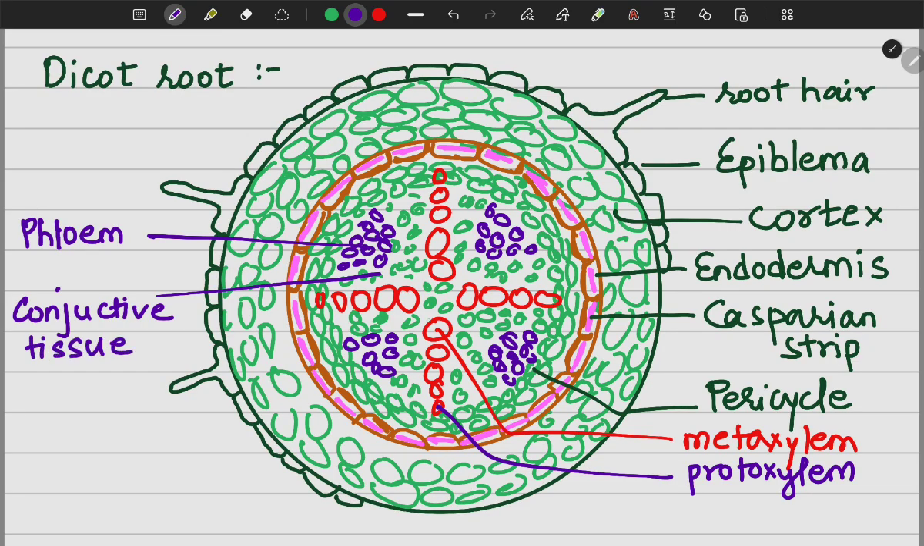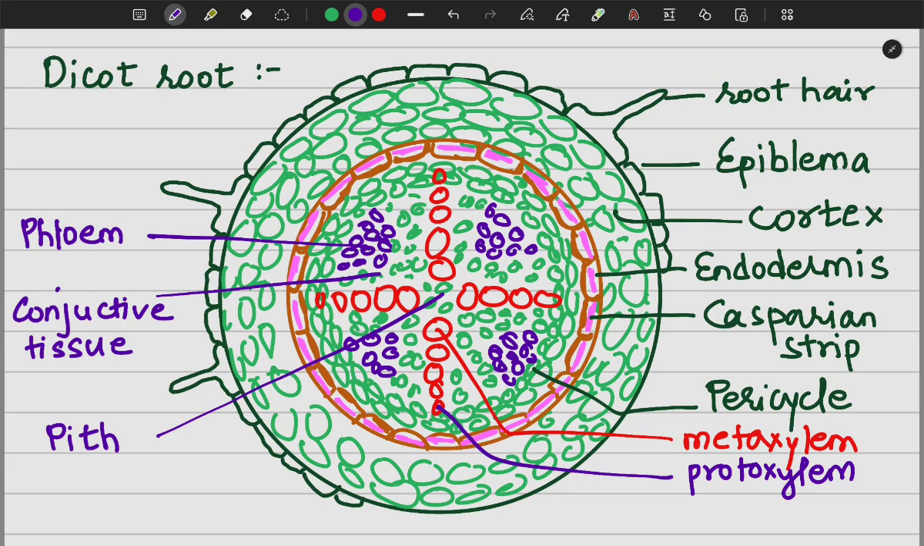Now at the center of the root or the stem, the innermost central portion is called pith. In dicot roots, the pith is very small or inconspicuous. Inconspicuous means not easily noticeable. So the pith is not well developed in case of dicot roots.